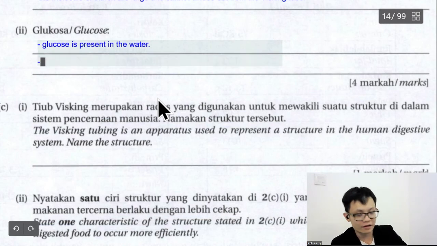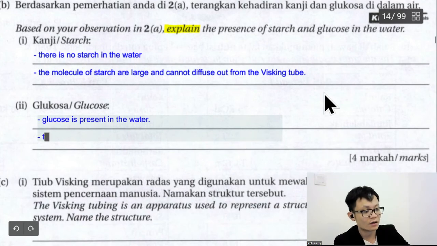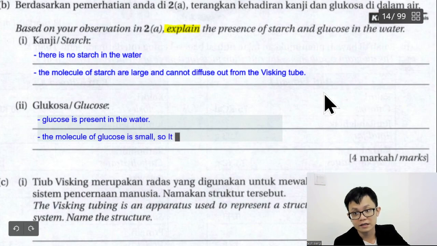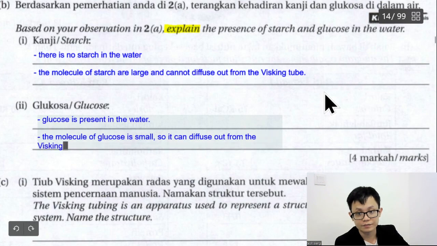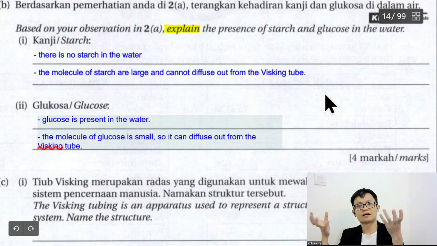Why? You know why or not? The answer is already here. The molecule of glucose is small, so it can diffuse out from the visking tube. The same question, no? When they ask here and there, I already explained many times. The molecule big, the molecule small.